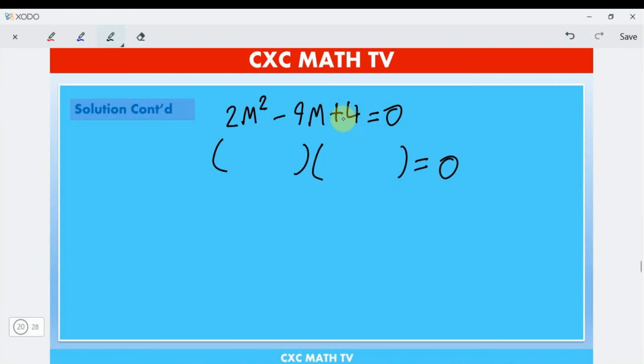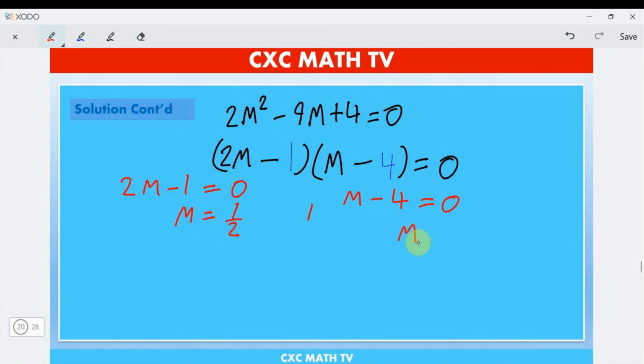This is saying signs are the same, both of them negative. So we have 2m and m. Let's see, if we put 4 right here and 1 right here, and both of them are negative, minus and minus, would that work? Yes, this does work. And so what we're then saying is that 2m minus 1 is 0, or m minus 4 is 0. In other words, m would be a half, or m would be 4.